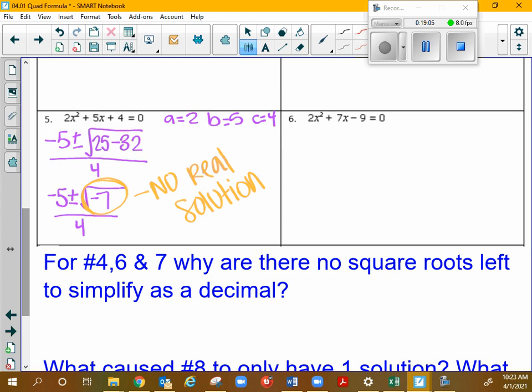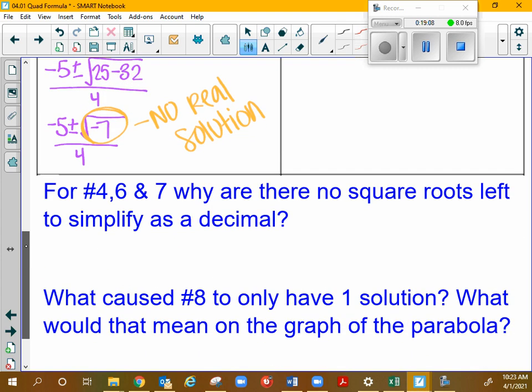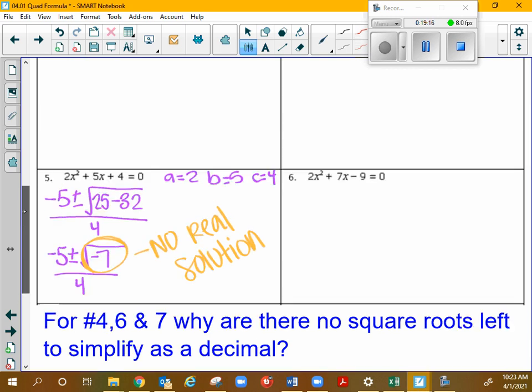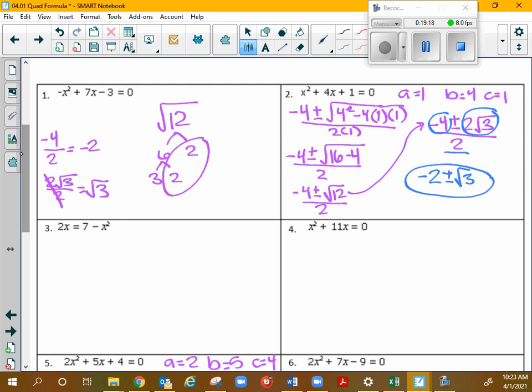So it says for 6 and 7, there are no square roots left to simplify it as a decimal. First of all, we're not going to simplify it as a decimal. We didn't simplify it as a decimal here. Scenarios where you will simplify to a decimal are real world scenarios where they're asking you about time. You're never going to tell somebody that the time is negative 2 plus or minus the square root of 3, right? So in real world scenarios, you can just plug it into your calculator and go. But if I'm just asking you to solve using the formula, then you need to simplify the radicals.